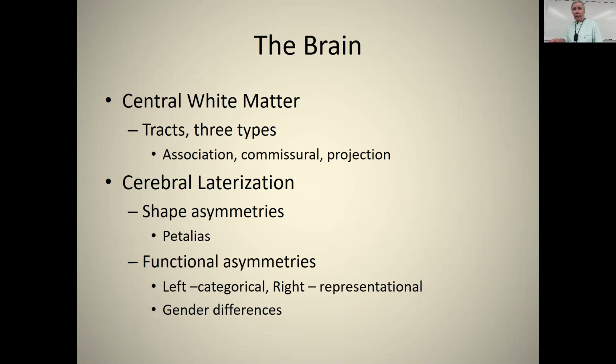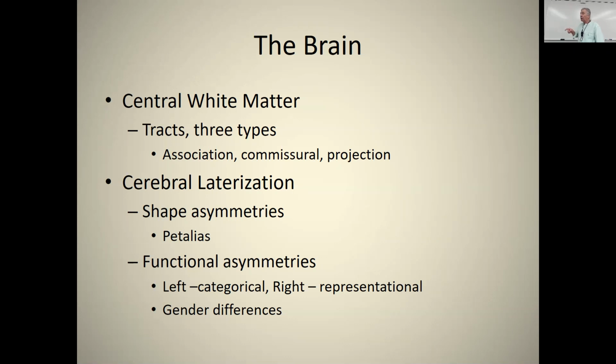Association tracts go from one part of the cerebral cortex to another part of the cerebral cortex in the same hemisphere. So this is going from the primary sensory areas, like for vision, where you get this image in your brain, and then that image goes along association tracts to the association areas, and then you recognize what you're looking at. Then there are commissural tracts. They go through the corpus callosum and the fornix. That allows the two hemispheres to talk to each other.